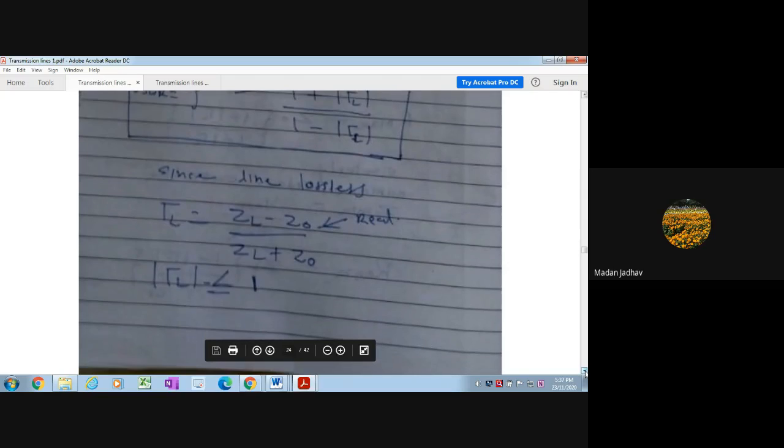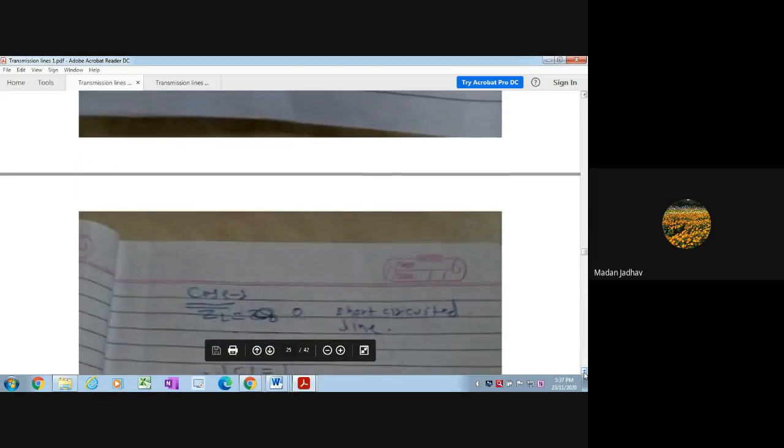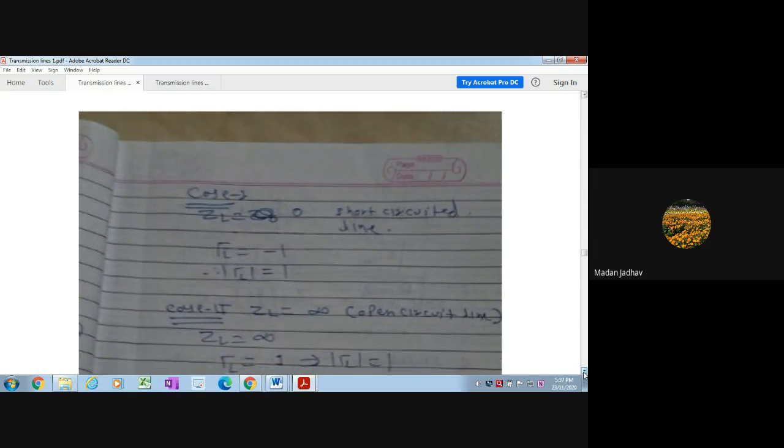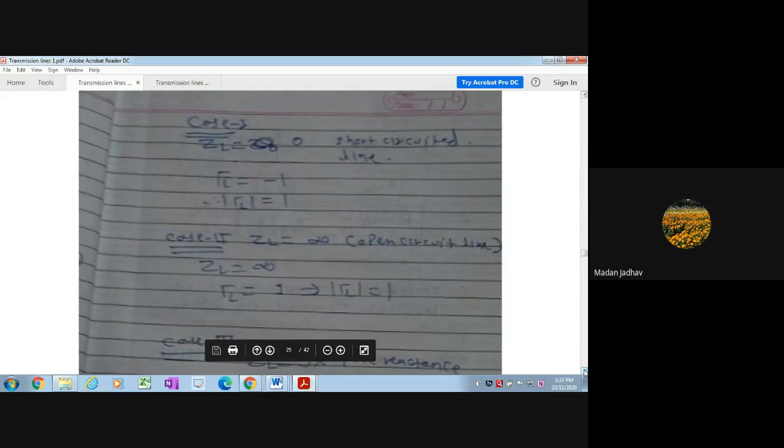Now for a lossless line, you will get the real value for the reflection coefficient, ZL minus Z naught divided by ZL plus Z naught. Now we'll see that for a short circuited transmission line, the reflection coefficient is 1, meaning total power is reflected back.